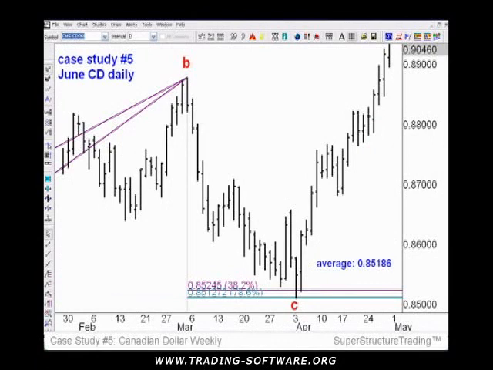Now these two calculations off of the weekly chart average out to 0.85186. Actual low comes in at 85.13, and it takes off with a shallow retracement before zooming up about $5,000 or $6,000.